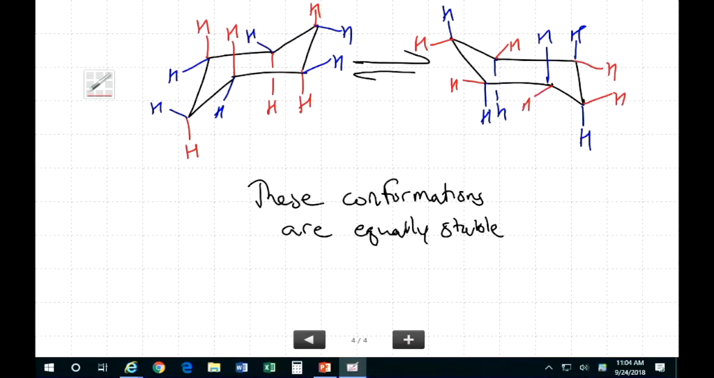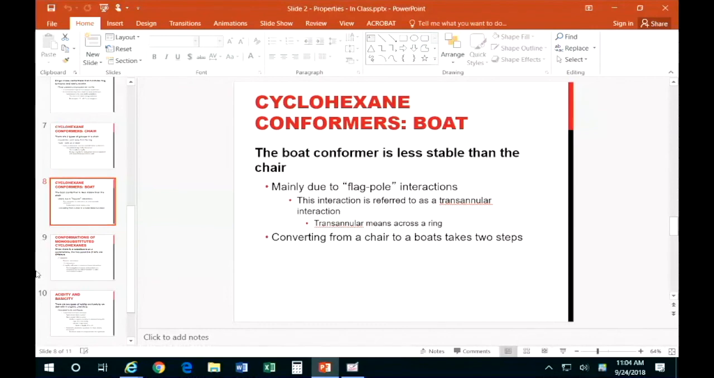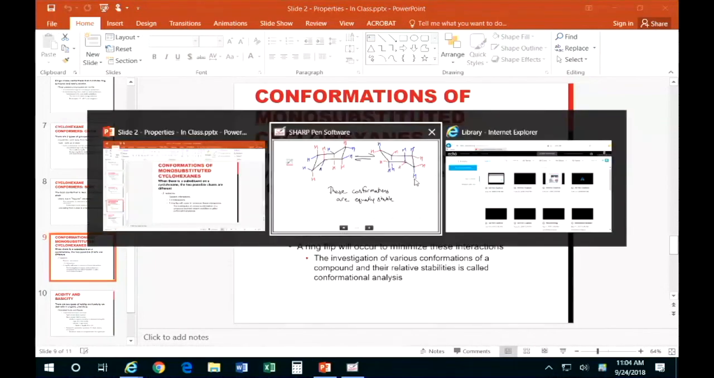As soon as you add a group to your cyclohexane, that changes the stability of your 2 chair conformations. So when you have a monosubstituted cyclohexane, your 2 chairs become different. Let me show you that.